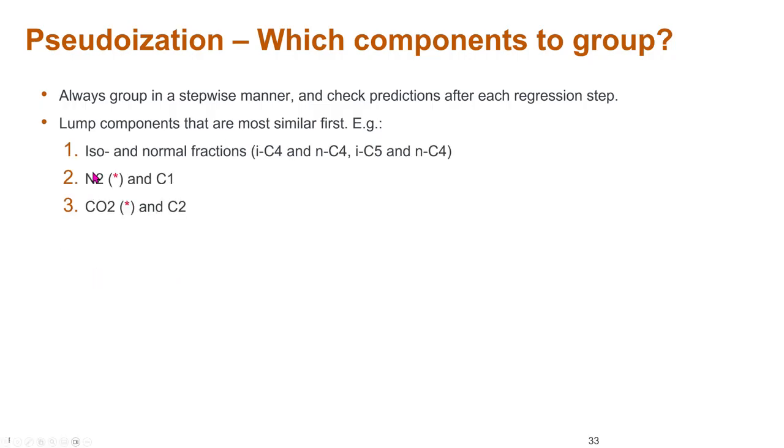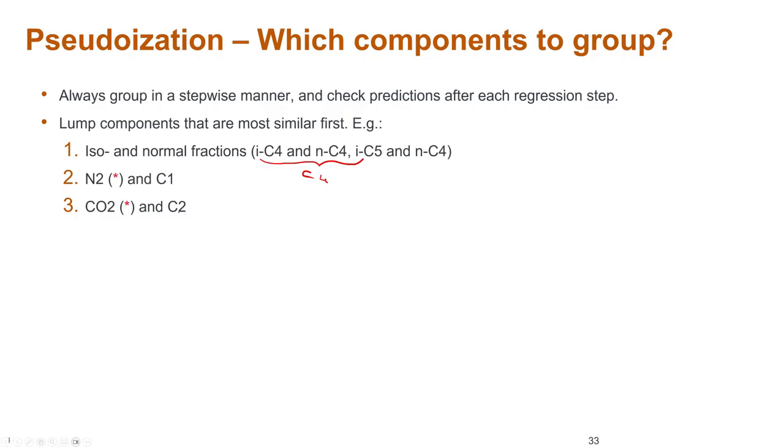For example, we can lump iso and normal fractions. For example, IC4 and NC4. You can lump both in a single component called C4. The same for IC5 and NC5. Another thing, you can lump nitrogen and CO2 and C1, for example, because both are light components. Another recommendation is to lump CO2 and methane in the same component.